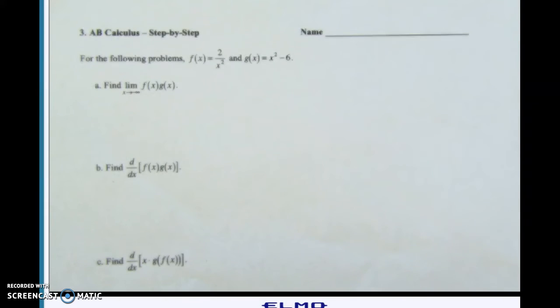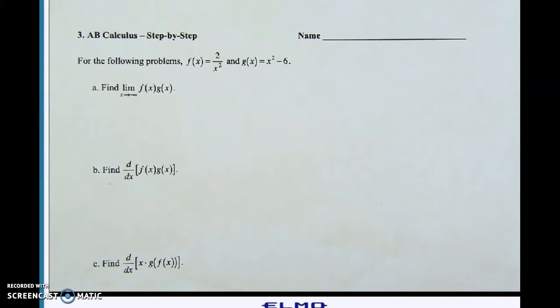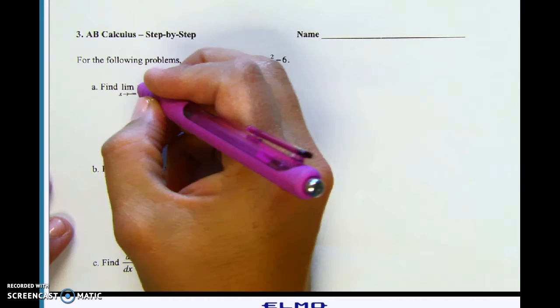Hi everyone. Okay, it's blurring, it's focusing. We're on step-by-step 3. These take about 15 minutes to do. They're free response questions. Are we ready? Here we go.